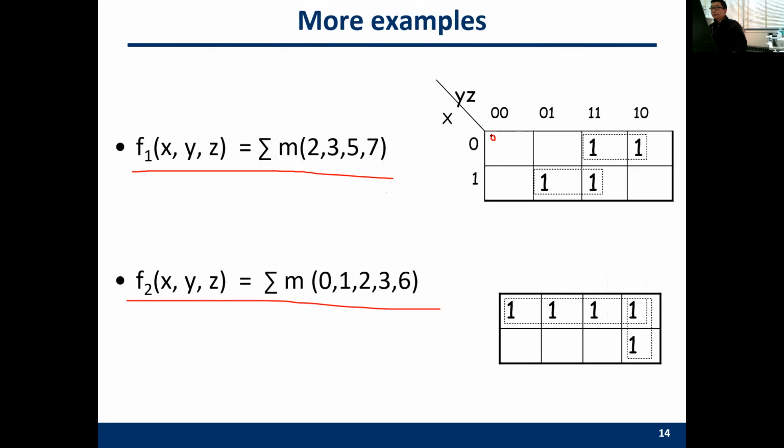This is a 0, 1, 2, 3, 4, 5, 6. I'm sorry, 6, 7. And here for the midterm you have 7 here, you just have a 1 here, 5, 1 here, 3, 1 here, 2, 1 here, and then you have this. For this case, you can draw 2 groups here. Can you draw something like this?